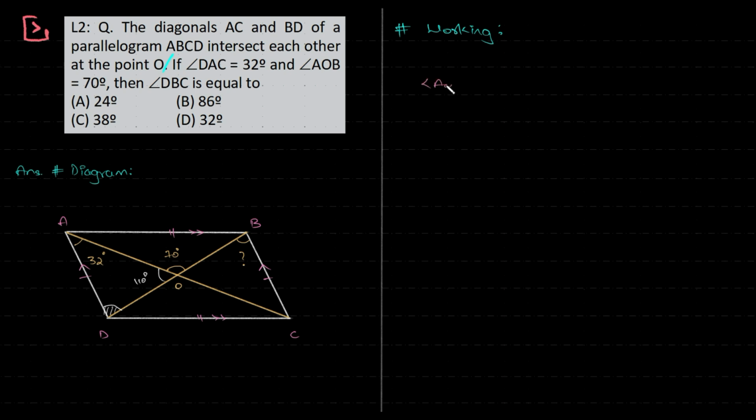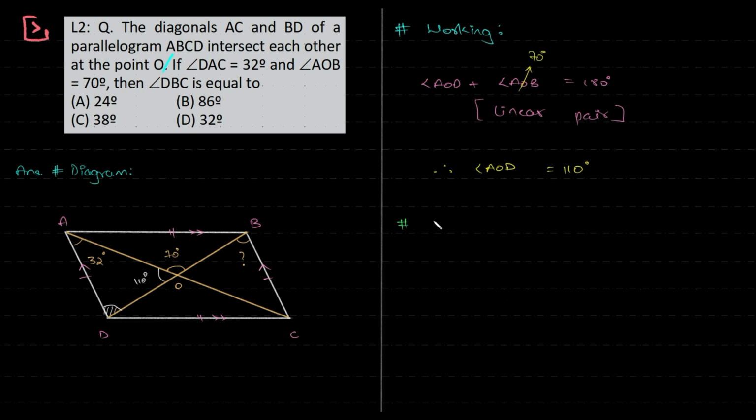We have angle AOD plus angle AOB is equal to 180 degrees. They are angles on a straight line, if not a linear pair. So we have this to be equal to 70 degrees, and therefore angle AOD is equal to 110. Right?